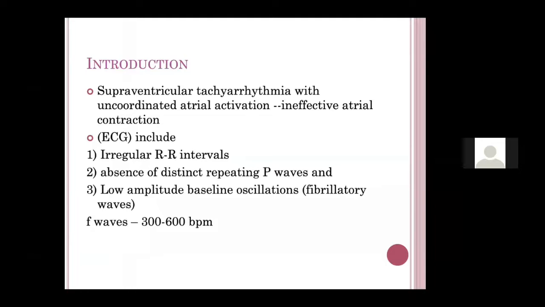And on the ECG we see irregular RR intervals and absence of distinct repeating P waves. Sometimes we can see P waves. Many people say there are P waves, but these are actually not P waves, they are F waves, fibrillatory waves. We can have fine fibrillatory waves and coarse fibrillatory waves. Fine is less than 0.5 millivolts, whereas coarse is more than 0.5 millivolts. So we should not call it a P wave, but an F wave. And also we have a low amplitude fibrillatory wave.